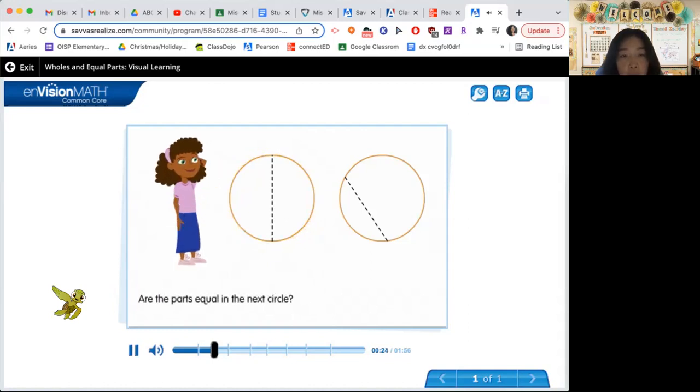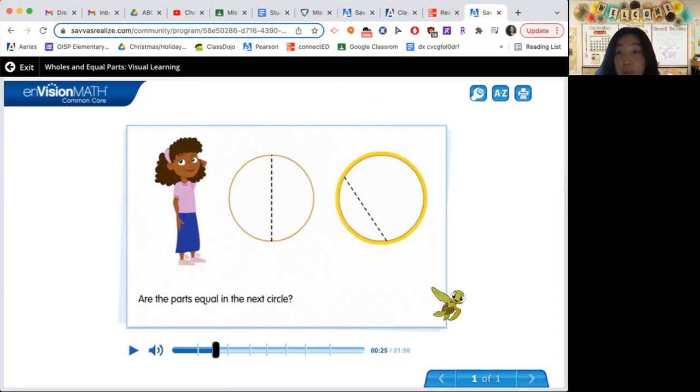Are the parts equal in the next circle? So when I say equal, think of it this way. Let's say that you are going to share this pizza with someone else and you guys wanted equal parts. You guys wanted to have the same piece. This one is equal. However, let's say that you give this piece to your friend and you take this piece.